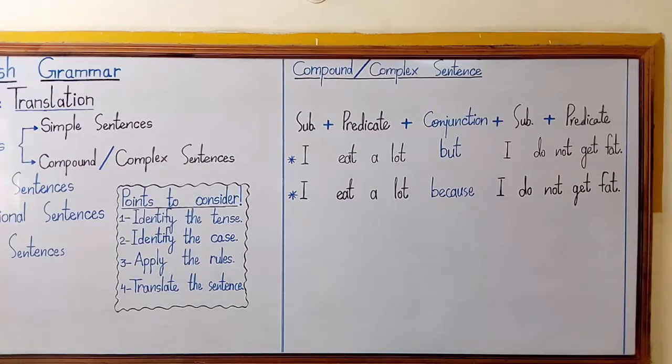Now there are two sentences given as examples of compound or complex sentences. You people have to identify which one is the compound sentence and which one is the complex sentence. Sentence number 1: I eat a lot but I do not get fat.